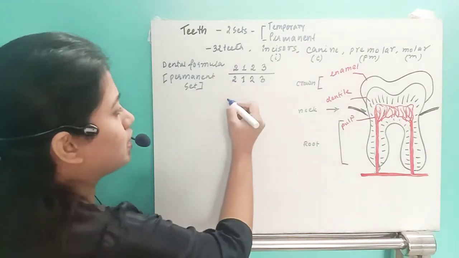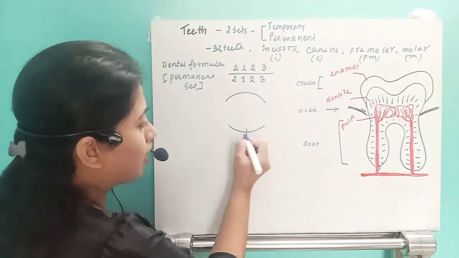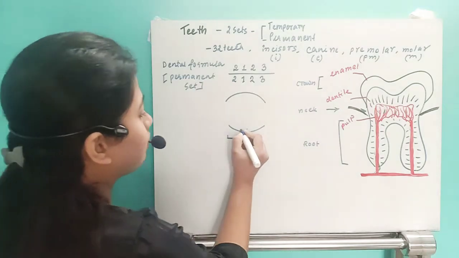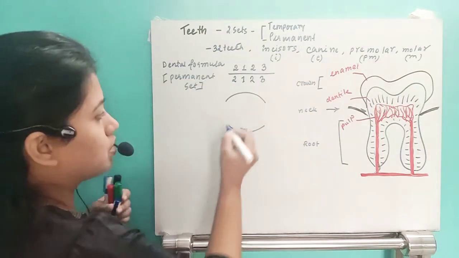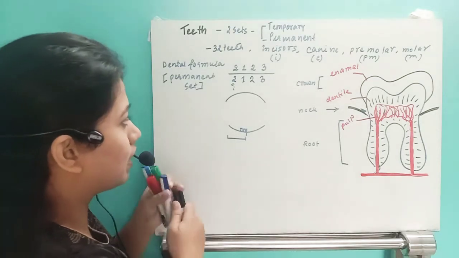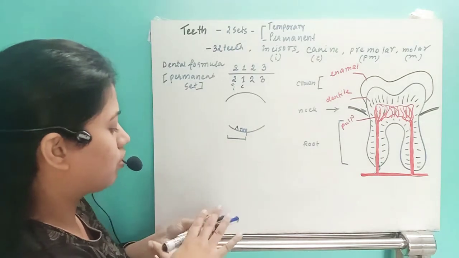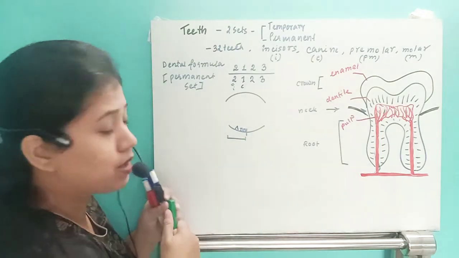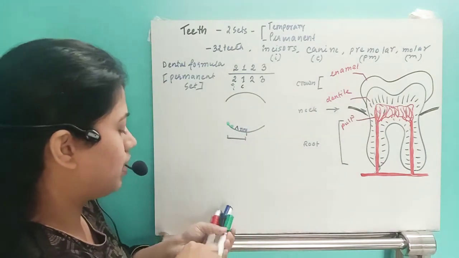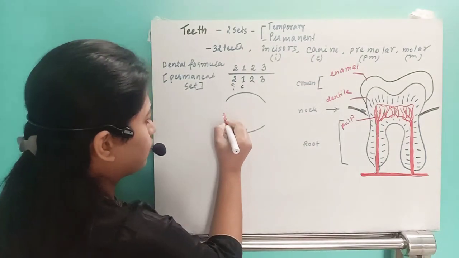That means if you see the jaws, this is the upper jaw, this is the lower jaw. In one half of one jaw, we have 2 incisors. These are the 2 incisors. Next, 1 single canine. This is the canine. Next, third, what do you have? 2 premolars. So these are the 2 premolars. And after that we have 3 molars.